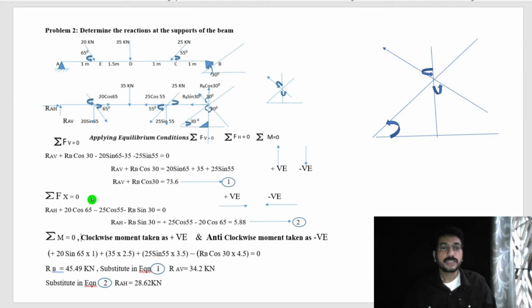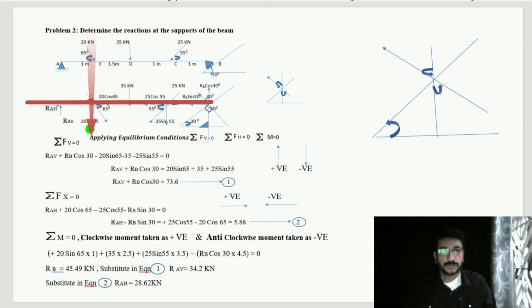Now we are going to take the moment about point A. Draw a horizontal and a vertical line passing through the point A. The clockwise moment should be taken as positive and the anti-clockwise moment should be taken as negative. This is the clockwise direction and this is the anti-clockwise direction. The lines of action of the forces RH, 20 cos 65, 25 cos 55 and RB sin 30 are passing through the moment center A, making a zero moment.